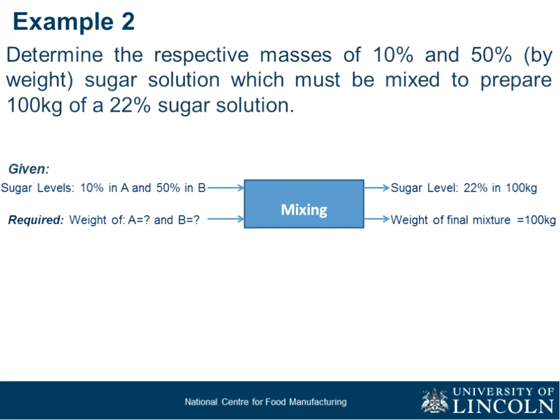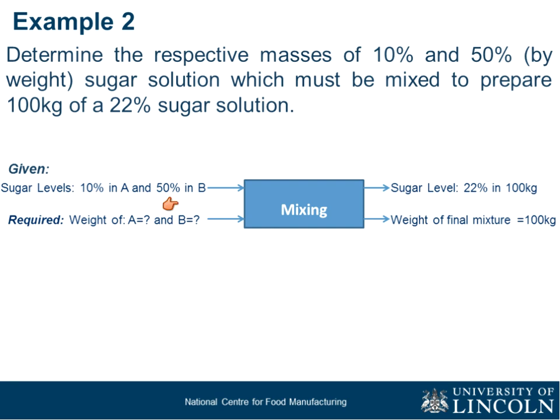Now we say one is A. You can say this is A and this is B, or the other way around. All you need to do is be sure that you are consistent. The question asks, what is the mass of A and B that will be mixed together to give us 100 kilogram, where the interest is 22% sugar?